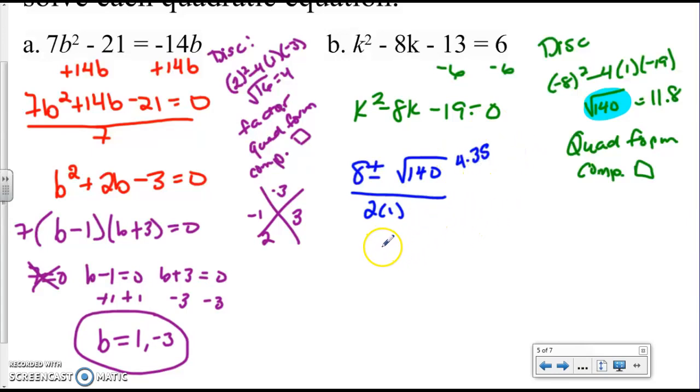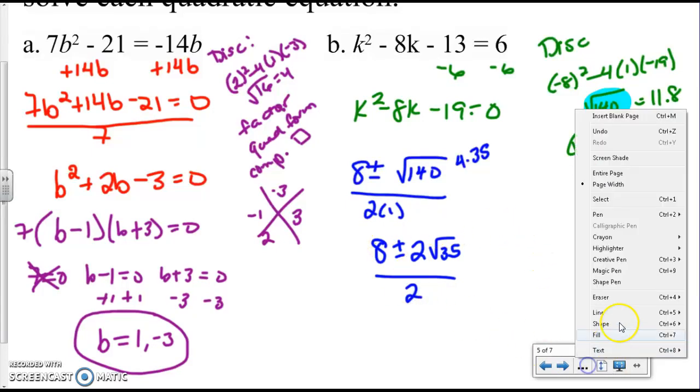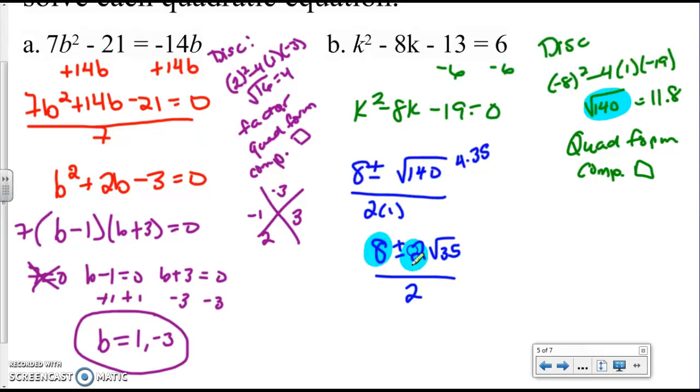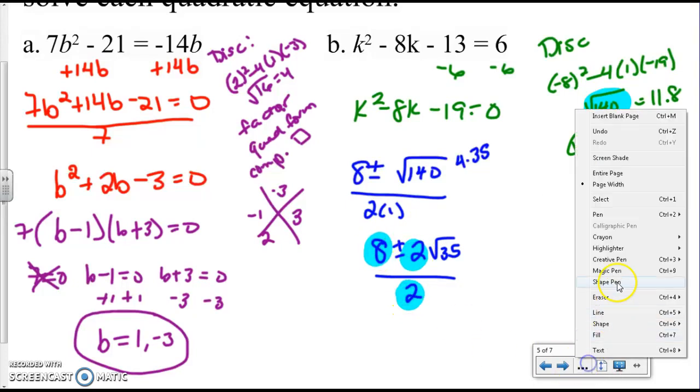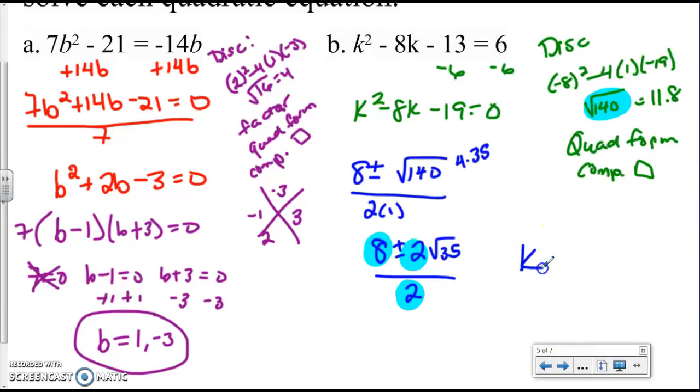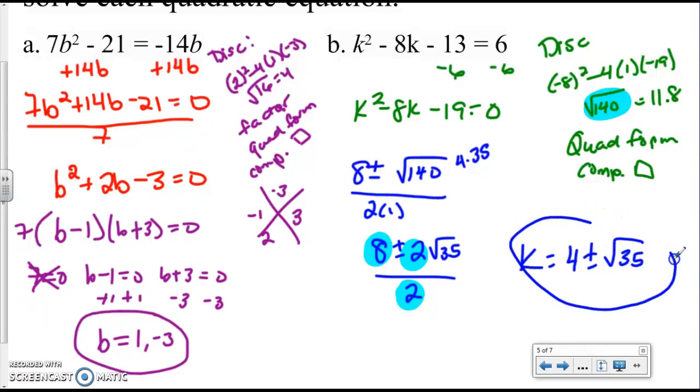Okay, so the square root of 4 is 2, and then the 35 stays on the inside, and 2 times 1 is 2. Notice, like we talked about in the last couple lessons, all 3 of those are divisible by 2, so I'm going to go ahead and reduce it. So I find that k equals 4 plus or minus 1 square root of 35 for my final answer.